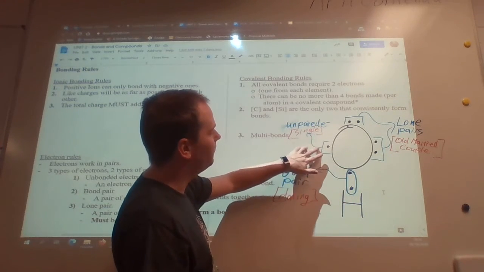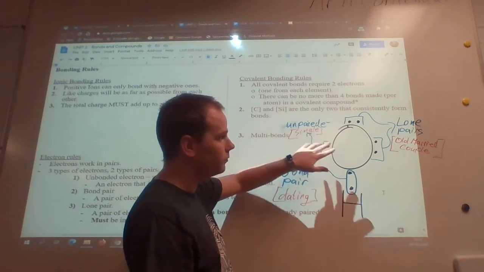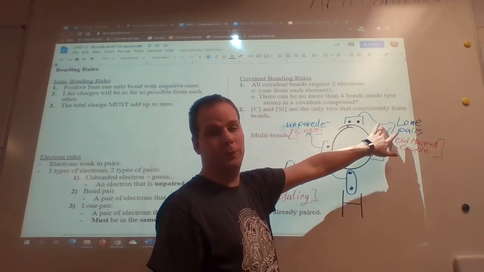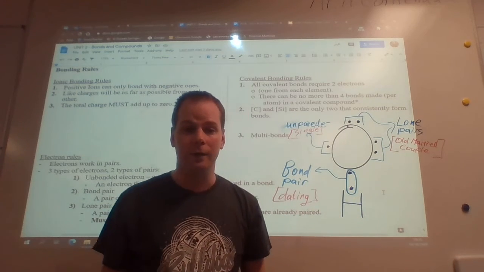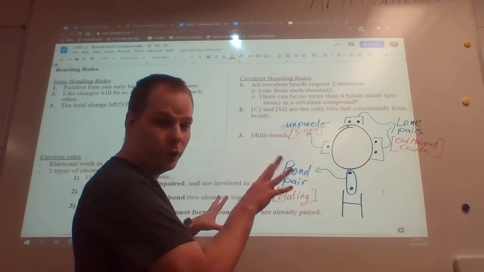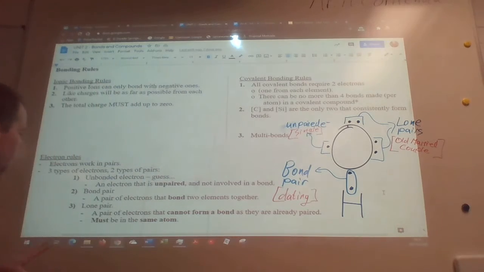So we have unpaired, which are single, lone pairs, which are the old married couples, and bond pairs, which are the couples that are dating. Those are your different kinds of electrons. Here is some extra information you can copy down.